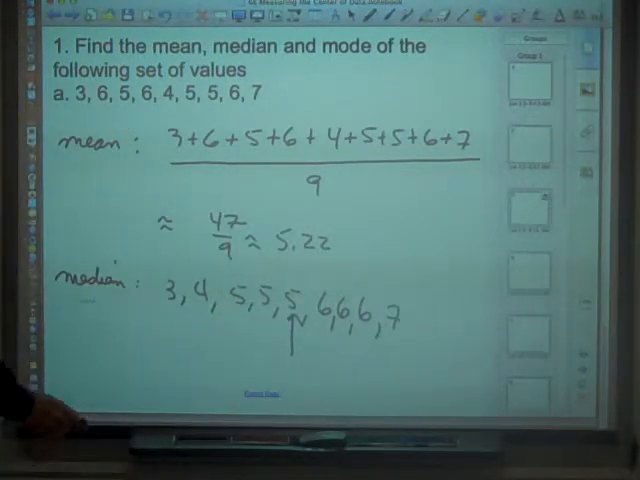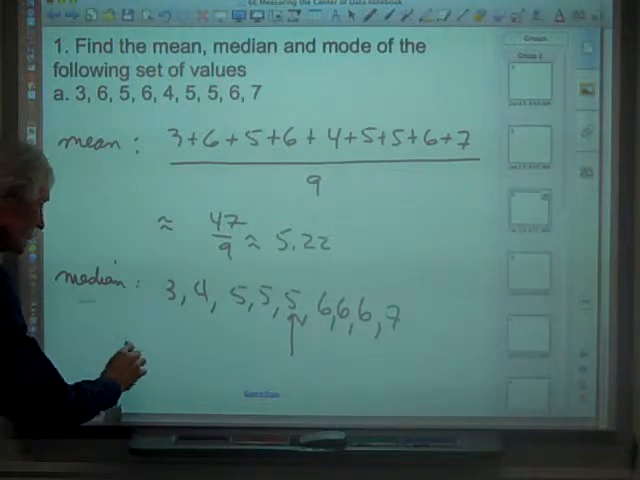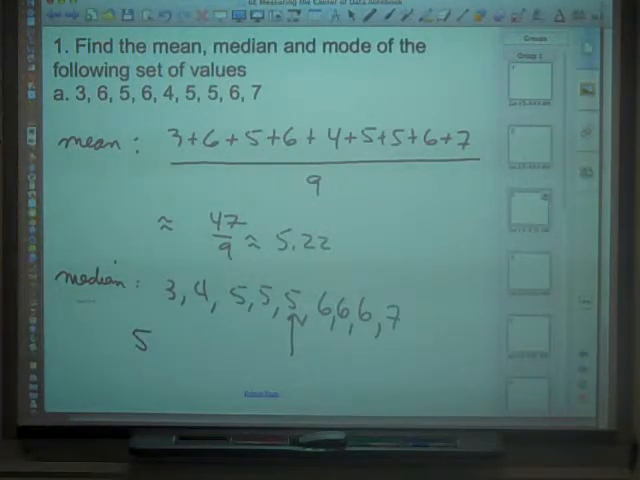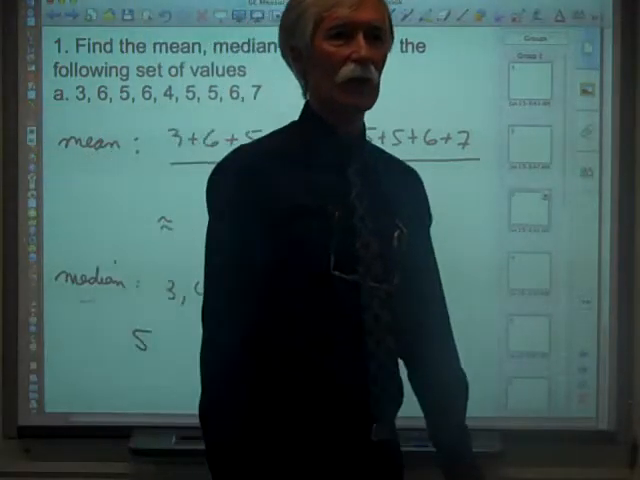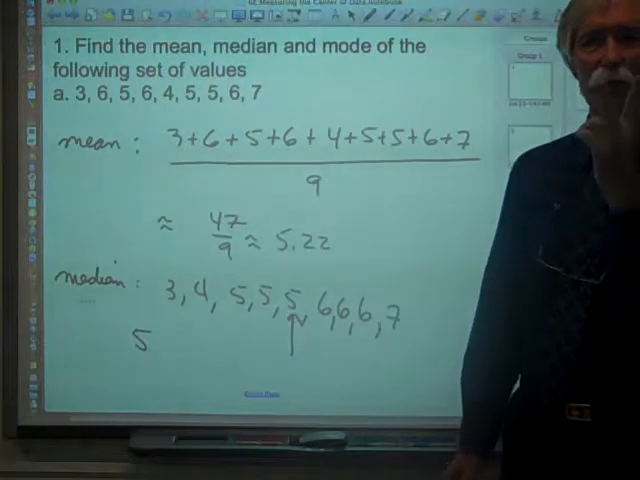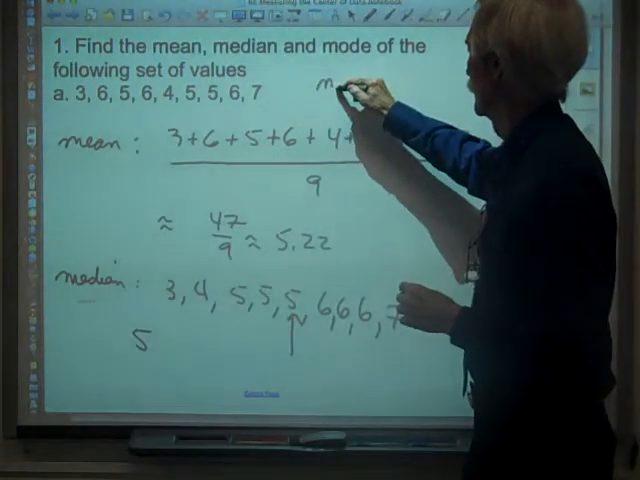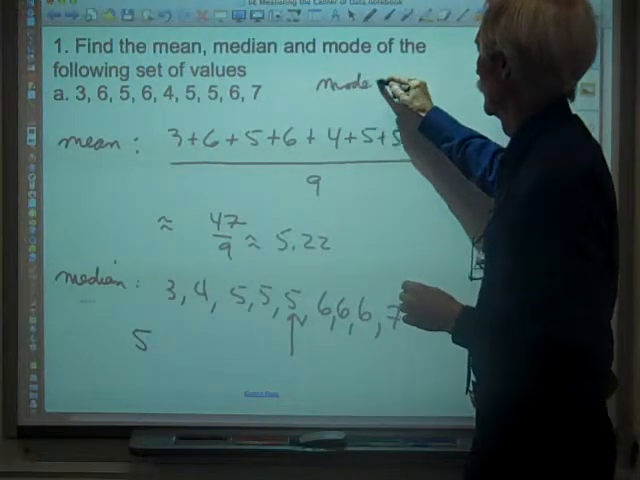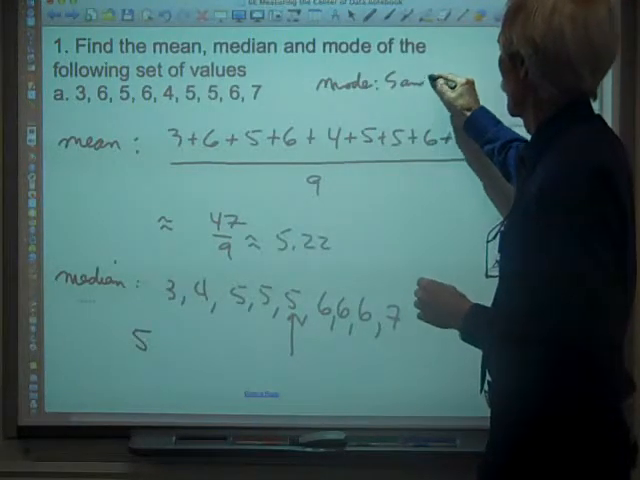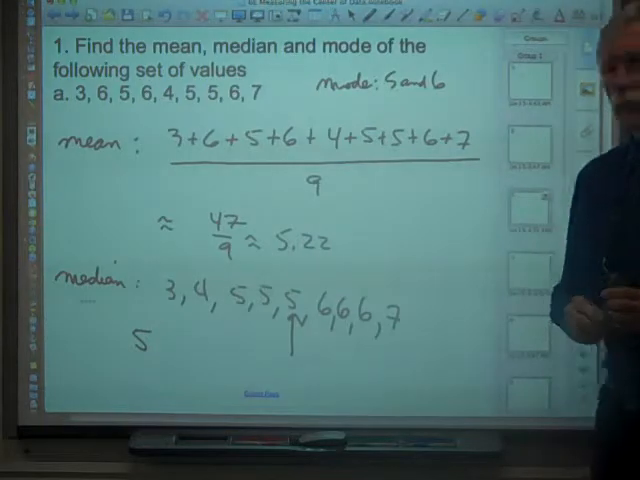There's the middle. So the median is 5. What about the mode? 5 and 6. Good. If there are 2 modes, you just write both of them. So the mode would be 5 and 6.